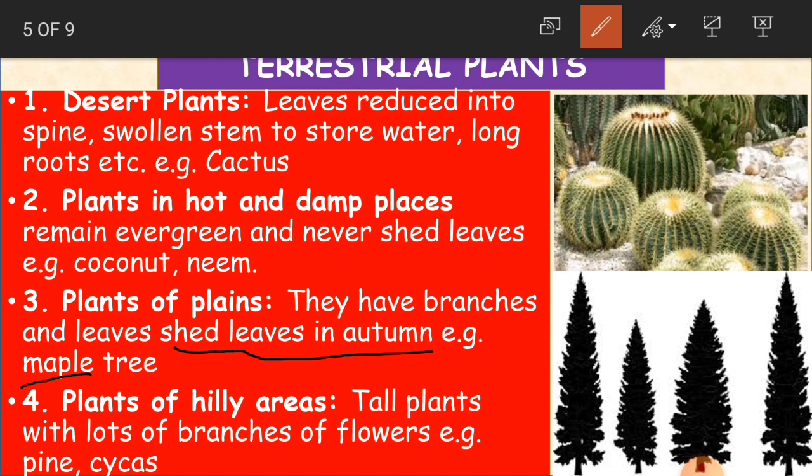And now what about the hilly area plants? So they are tall plants with lots of branches of flowers. Example, pine, cycas. So here, how are they, children?